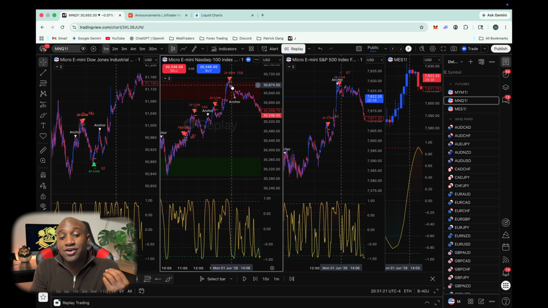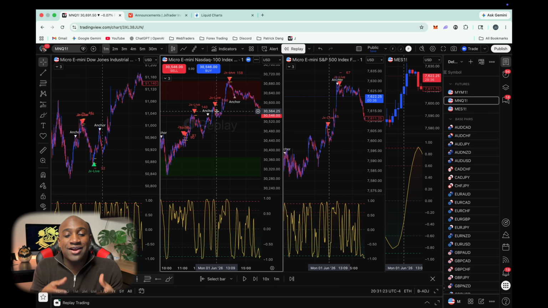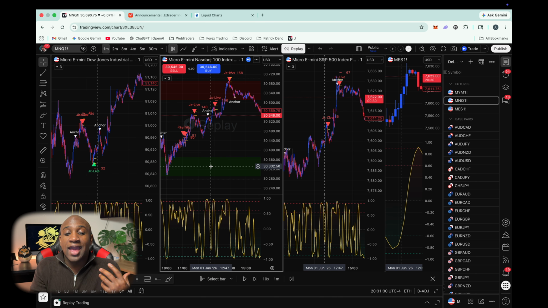Now I'm looking for the anchor zone. I need a play within the anchor zone. What are the anchor zones? It's this red area and green area down here. Obviously, red is for sells and green is for buys. I want plays within that area.